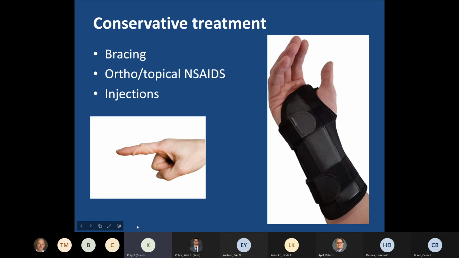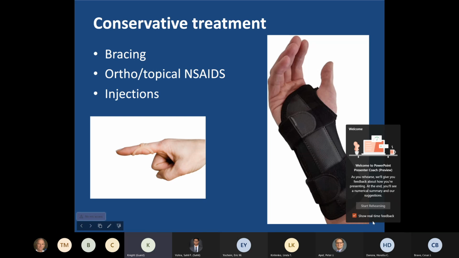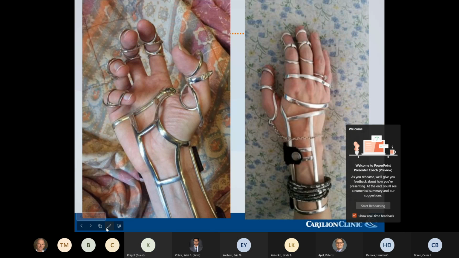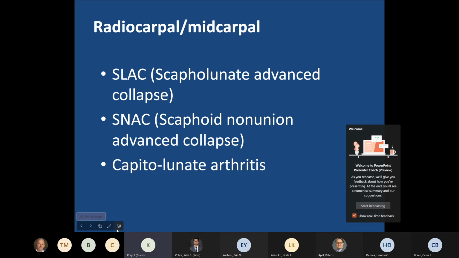Bracing, certainly, similar for all these ailments. We talked about that a little bit. Can you go to the next slide, please? Certainly there's some elegant different splints that are out there. You can go to the next slide. I think it's a little bit overkill, but it's pretty wild. Next slide. So the main arthritic conditions that we'll talk about: SLAC wrist and SNAC wrist.